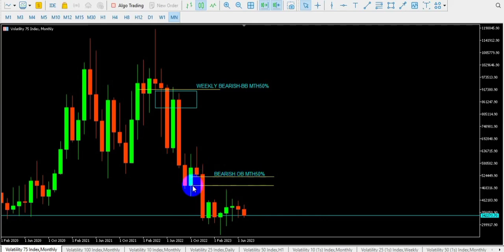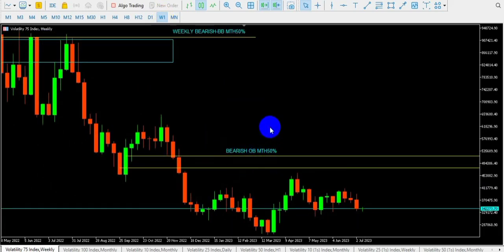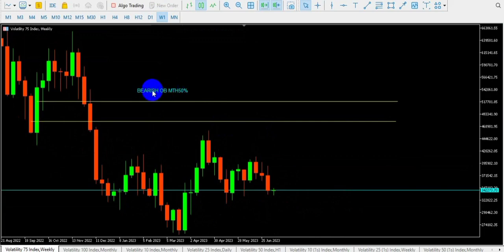This is the opening price of that order block that was validated. Now inside the monthly time frame, we even have a fair value gap. The fair value gap was here. Let's zoom to our weekly. This is the bearish order block, the main threshold. So this is the opening price.